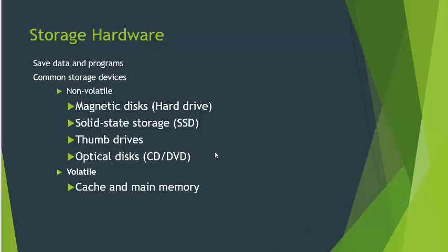So the non-volatile storage areas that you might have are hard disks. You might see solid state storage, a lot of times just referred to as SSD. Now you can probably get an SSD drive, 500 gigabytes, for maybe about $160, $175. There's also thumb drives, sometimes called USB drives. They refer to the same thing. You also have optical discs, CD, DVD.